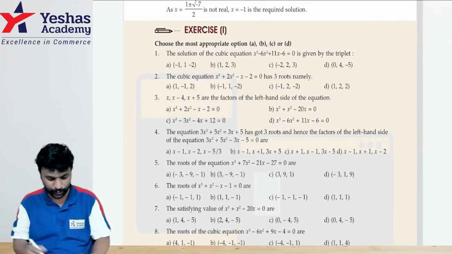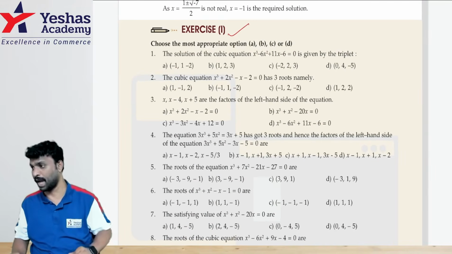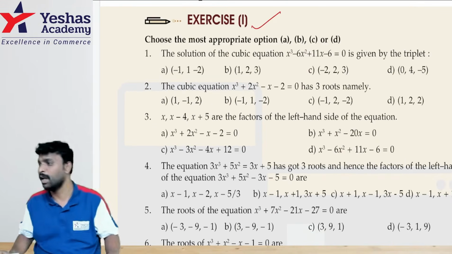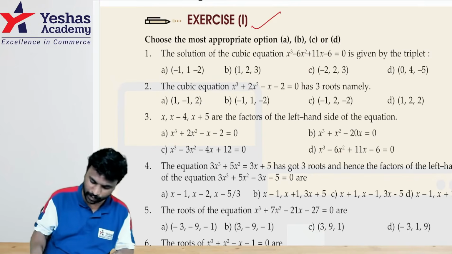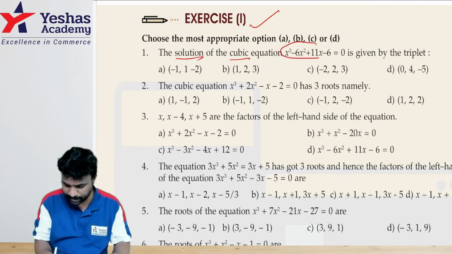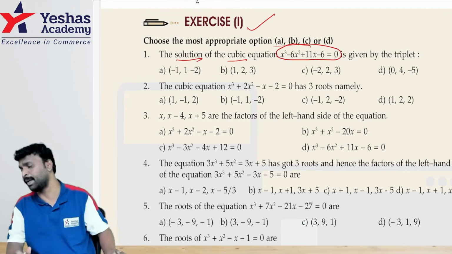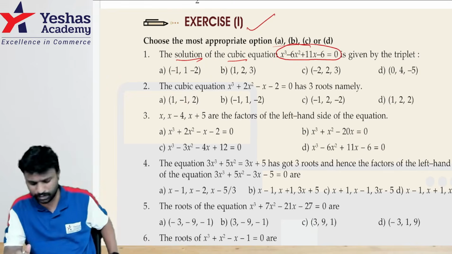Yeah guys, let's continue with exercise I. That's the last exercise of chapter number 2, which is based on cubic equations. The first question is: the solution of the cubic equation x cube minus 6x square plus 11x minus 6 equal to 0 is given by the triplet. Triplet means obviously the roots of this equation.